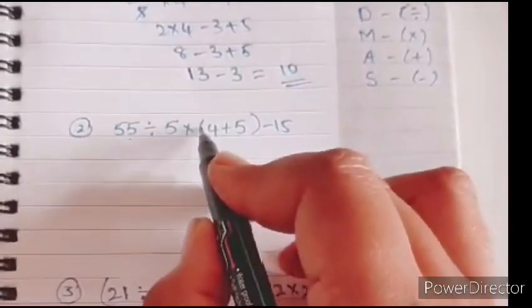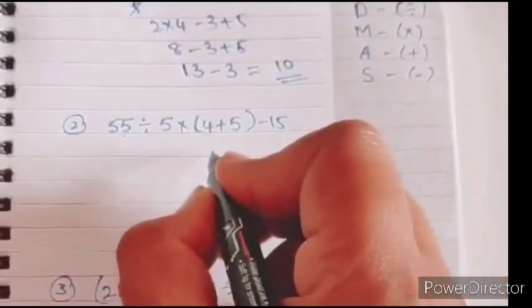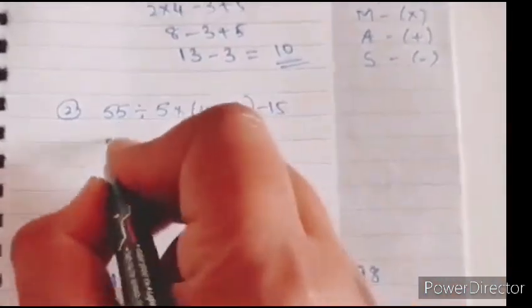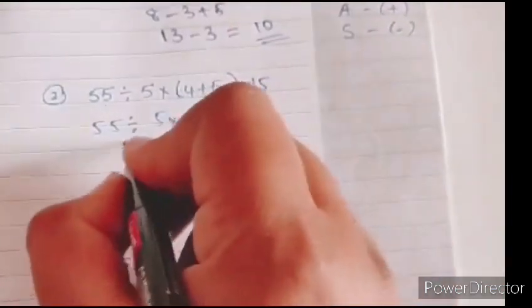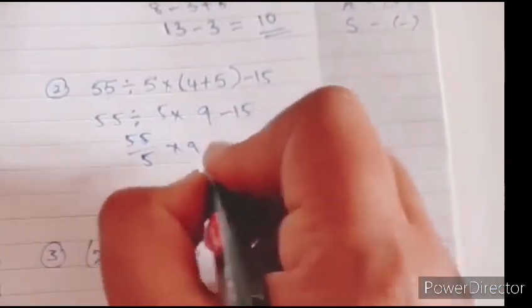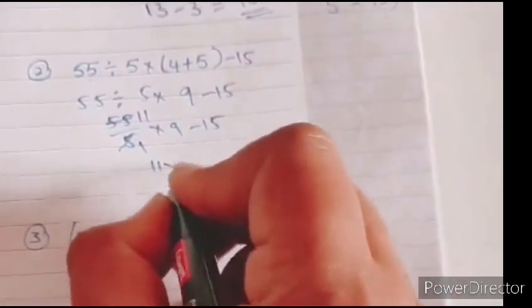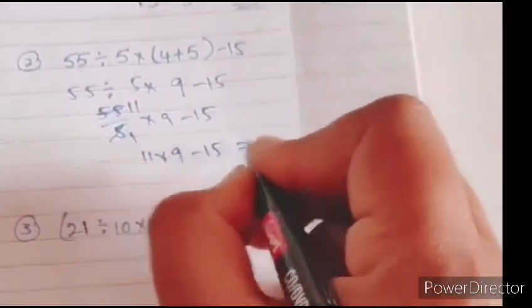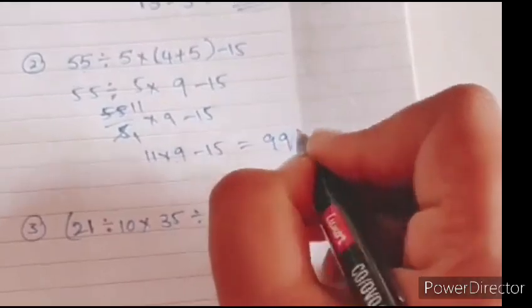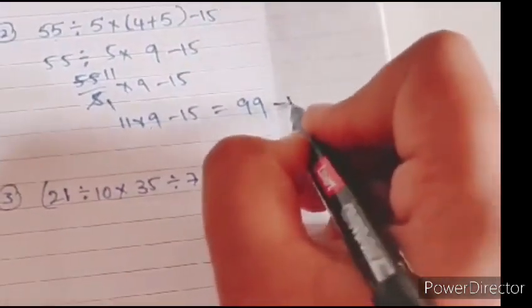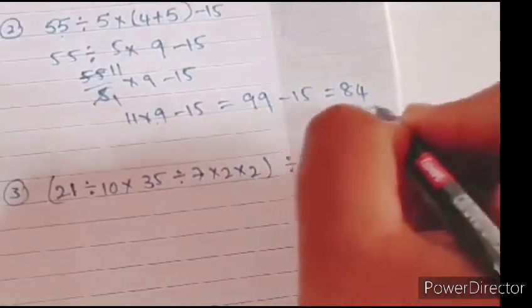So first, we should solve inside the bracket. So 4 plus 5 is 9. Here minus 15, 55 divide 5. So next division, 55 divide 5 into 9 minus 15. 5 ones are 5, 5 elevens are 55. So 11 into 9 minus 15. So 11 into 9 is 99. So here we should use multiplication. First 99 minus 15. So the answer is 84.